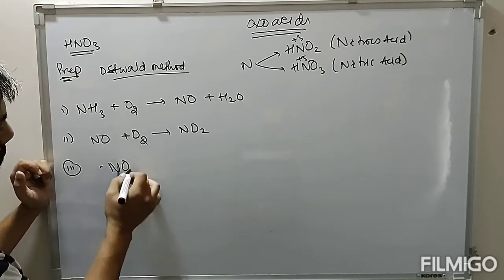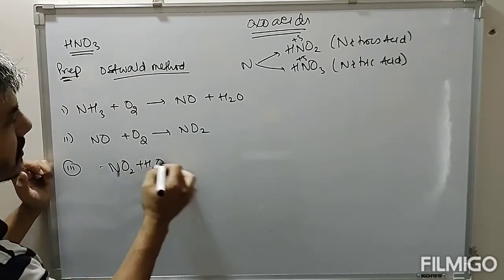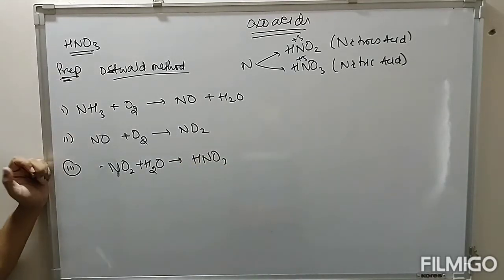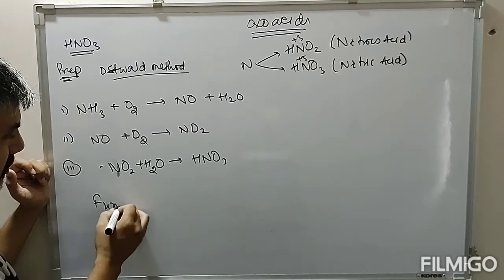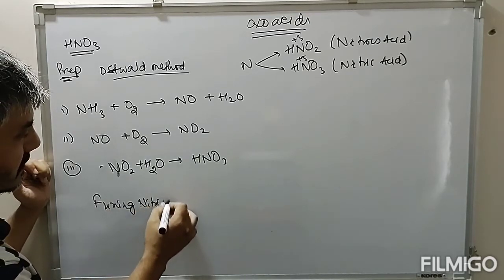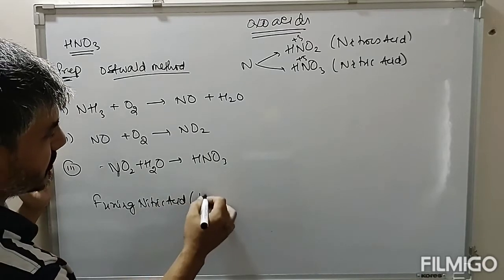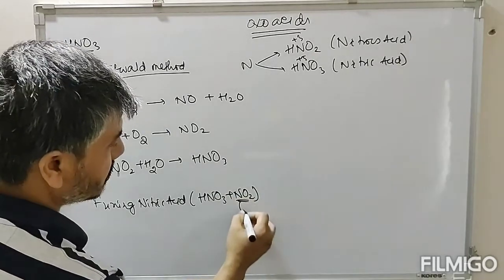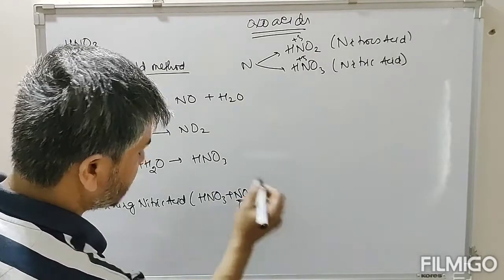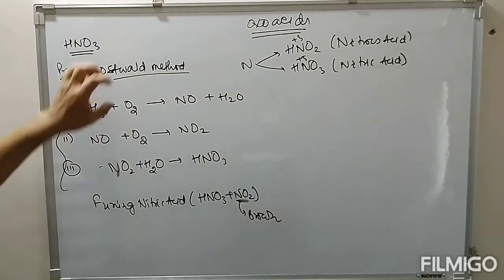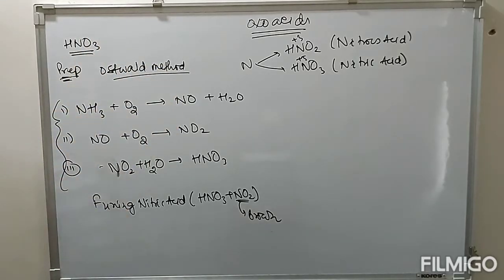NO2 reacts with water, and this gives you nitric acid, and we often use the term fuming nitric acid, that is a mixture of nitric acid and NO2. NO2 is brown, so the color of this is brown. So this is how we prepare nitric acid in laboratory by Ostwald method.